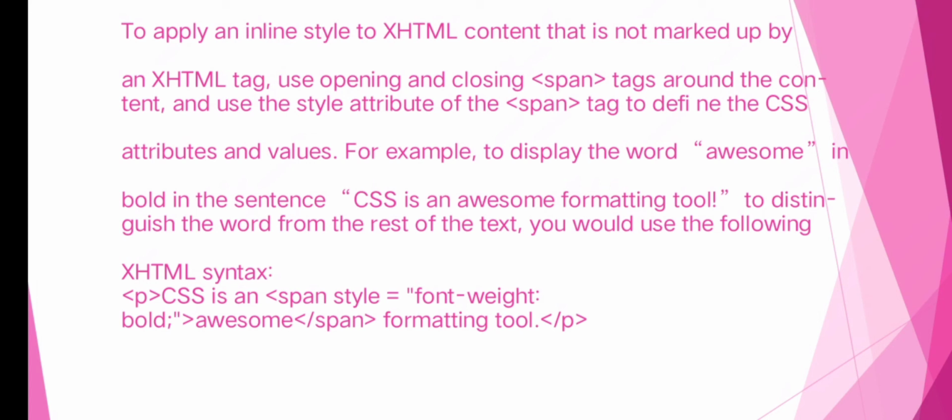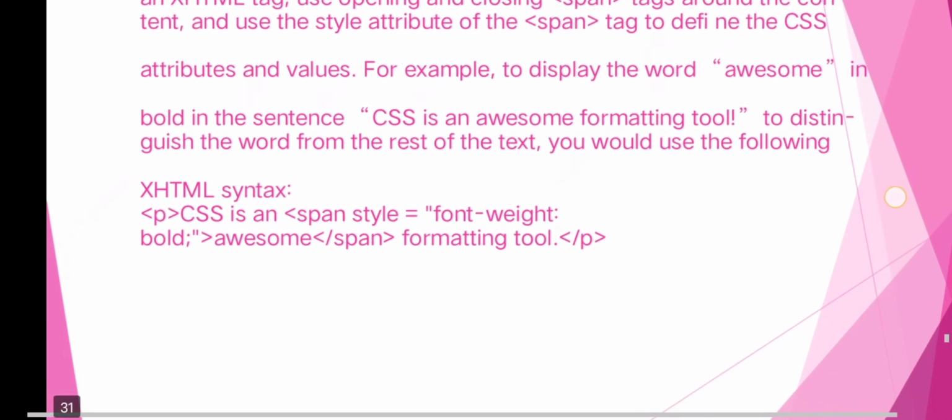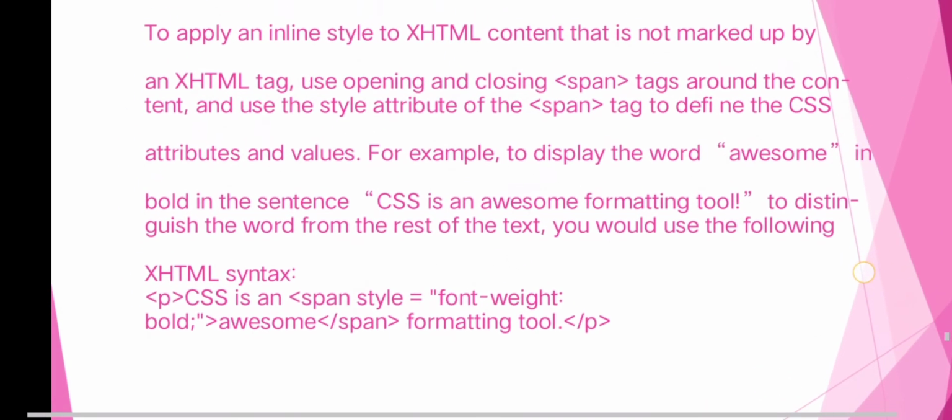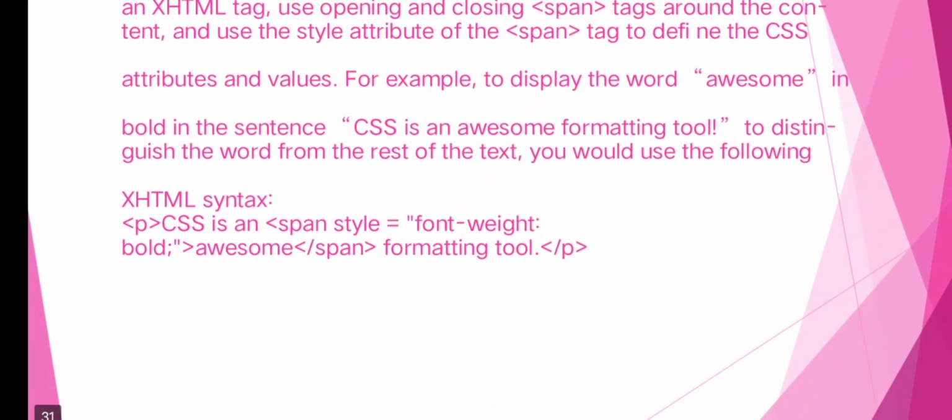For example, to display the word awesome in the sentence, this is an awesome, to distinguish the word from the rest of the text, you would use the following XHTML syntax. Take a look at the code.